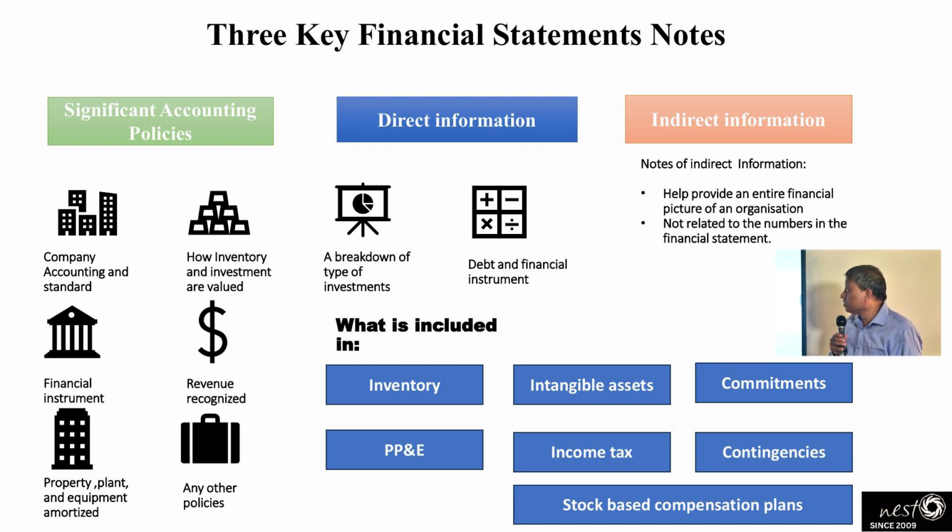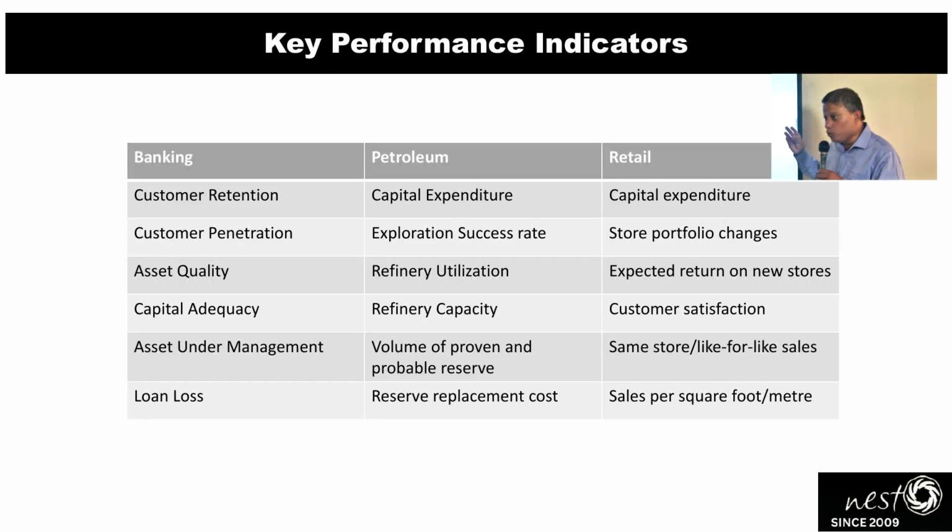Let us go through the key performance indicators. I have given them only for a few sectors. If you are evaluating the credit, what are the key performance indicators you can look at other than your key financials? One is banking: customer retention. These are the key performance indicators if you want to evaluate a bank. Why have I given banking? You don't give a loan to another bank.